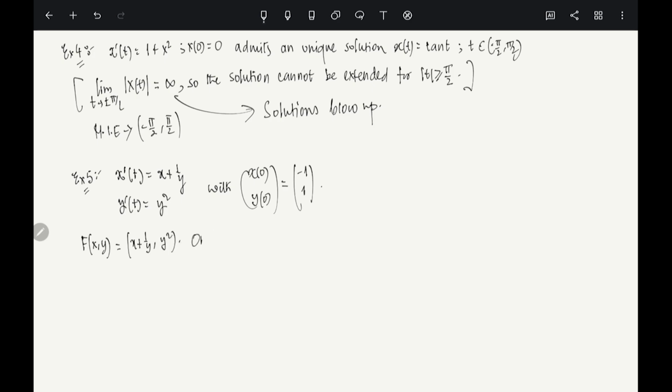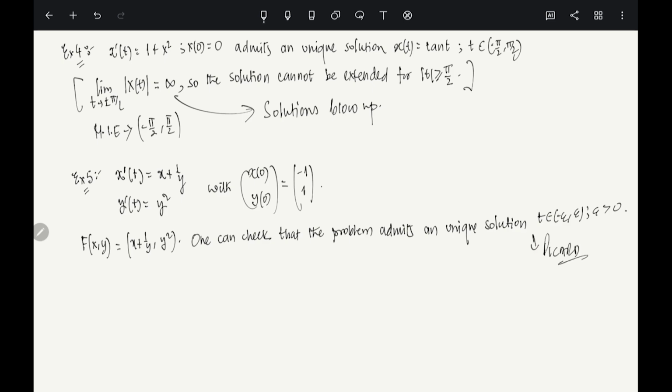So one can check that there is a solution, right? Without solving anything, we can just see that there is a solution. Check that the problem admits a unique solution, for some t between minus epsilon and epsilon, positive. This is by Picard. Clear?